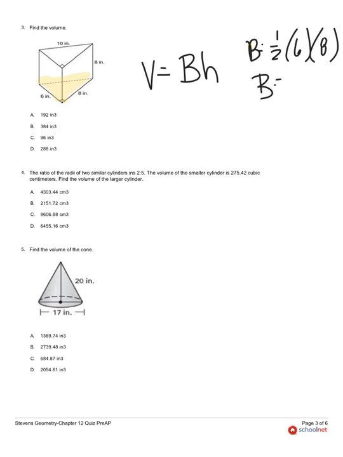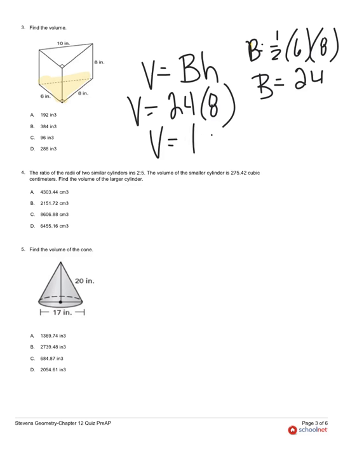The area of the base is equal to 24. So the volume of this prism is 24 times the height of the prism. 24 times 8 is 192 inches cubed.